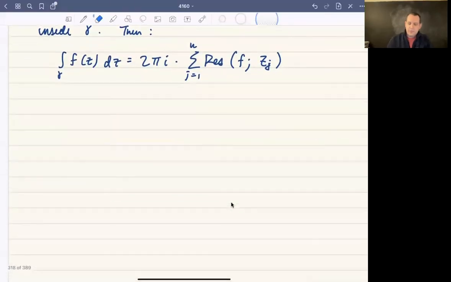Now, one connection I want to make here is with the Cauchy integral formula. So I want to talk about how these two thoughts are related here, but the Cauchy integral formula.